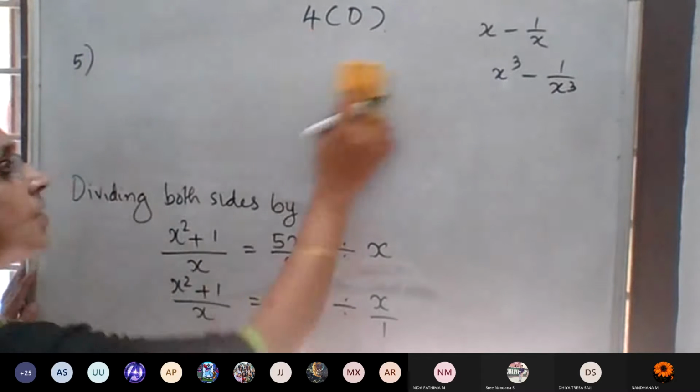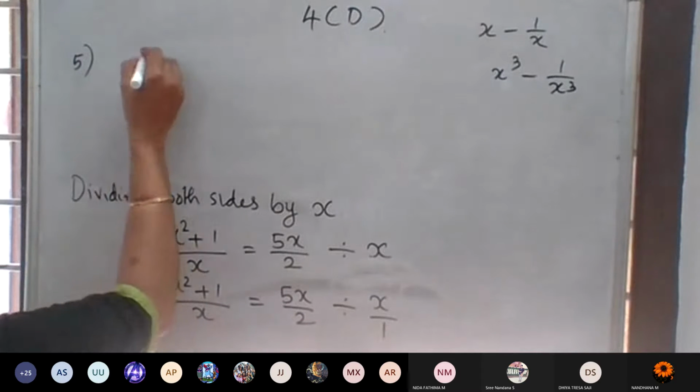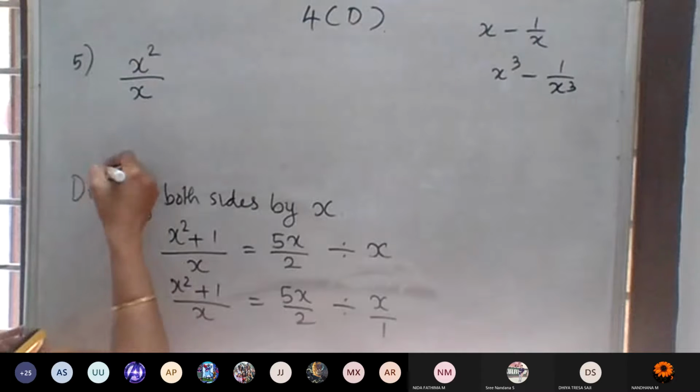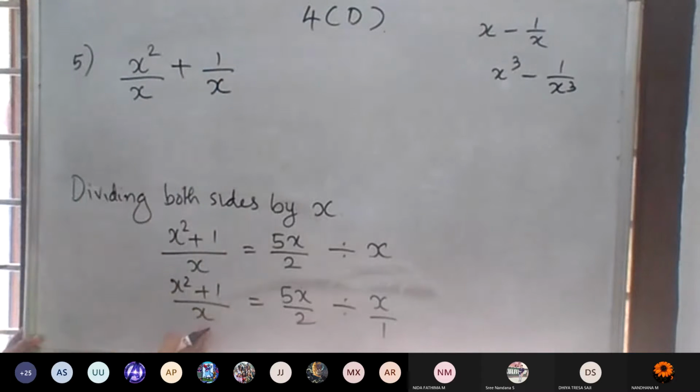After studying, you can avoid these steps. Okay. So that means x, we can divide x square, we can give this to x square and also to 1. So we can split that: x square by x plus 1 by x. Any doubt in this step?